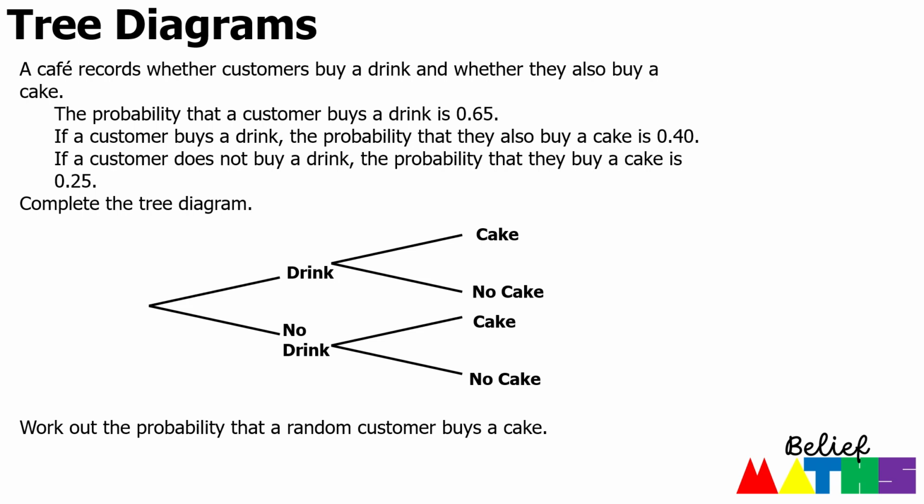Okay, and the final topic we're going to look at is tree diagrams. And again, this is just a very simple tree diagram question, but it's got that conditional element where it varies between the two questions, or between the two events. So the probability of a drink is 0.65. We're told that in our table. We're told that if they get a drink, the probability that they get a cake is 0.4. And if they don't get a drink, the probability they get a cake is 0.25.